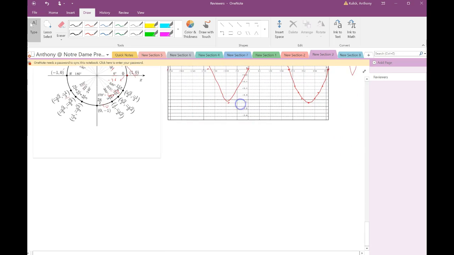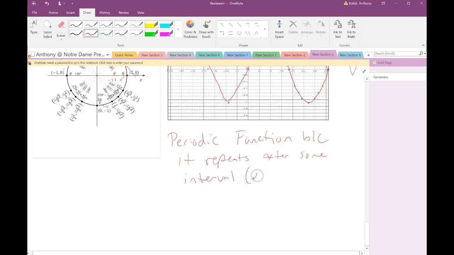So we have a special name for this kind of graph. This is called a periodic function, because it repeats after some interval, in this case every 360 degrees. Or if you're thinking in radians, 2 pi radians.